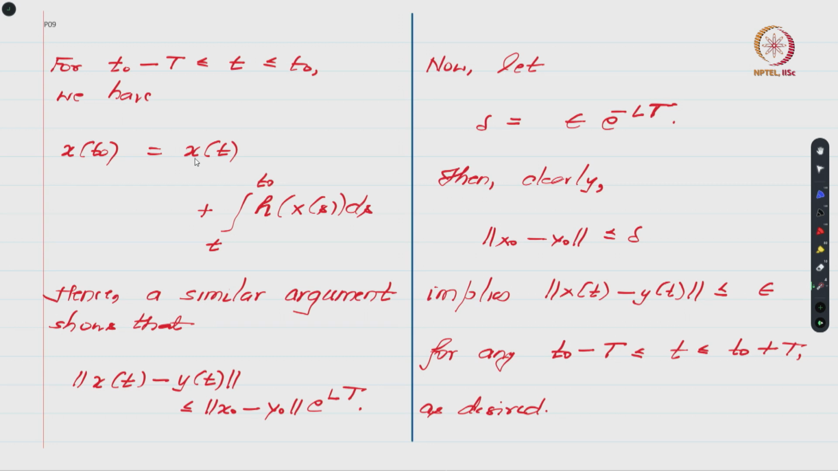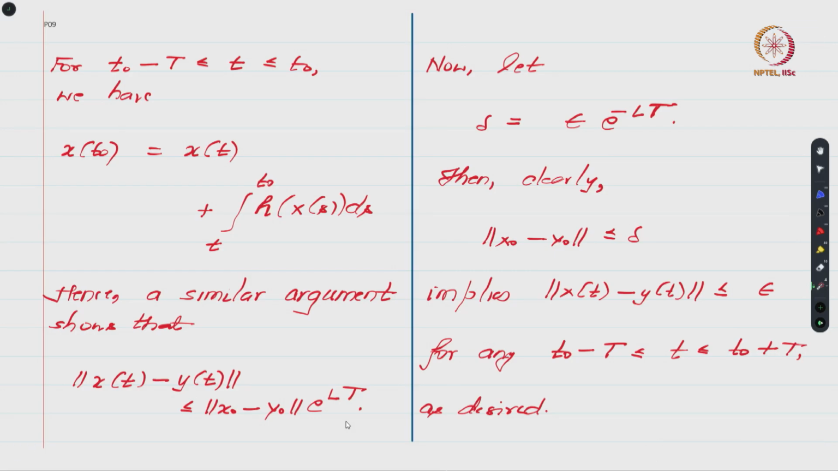And one can again see that y of t will also satisfy some relation like this, and hence one can use a similar argument as before to conclude that the distance between x of t and y of t is upper bounded by this. And because the right hand side does not depend on little t, one can take the supremum of this expression on the left hand side for little t between t naught minus capital T and t naught plus capital T and conclude that that supremum is upper bounded by this expression.